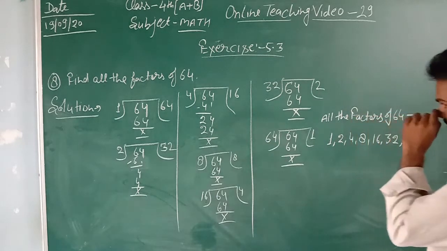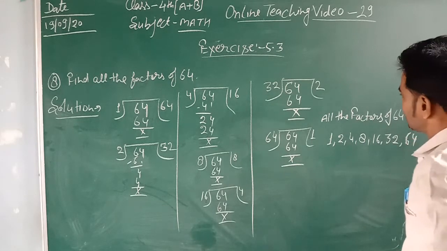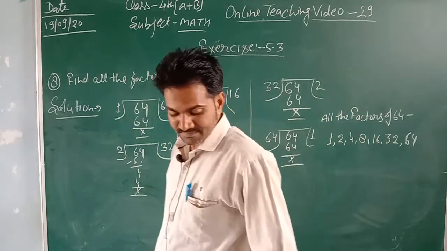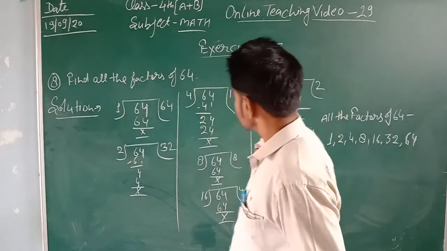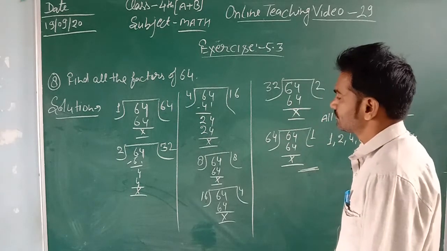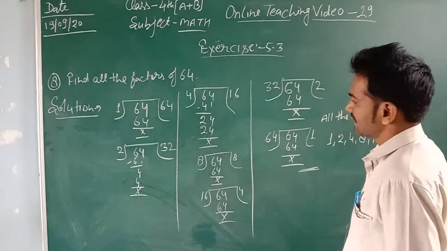So these are the numbers by which we can divide 64. So there is no remainder. कोई भी remainder नहीं आएगा. That is called a factor. So we will start from the beginning, the first number, because 1 is a factor of every number.